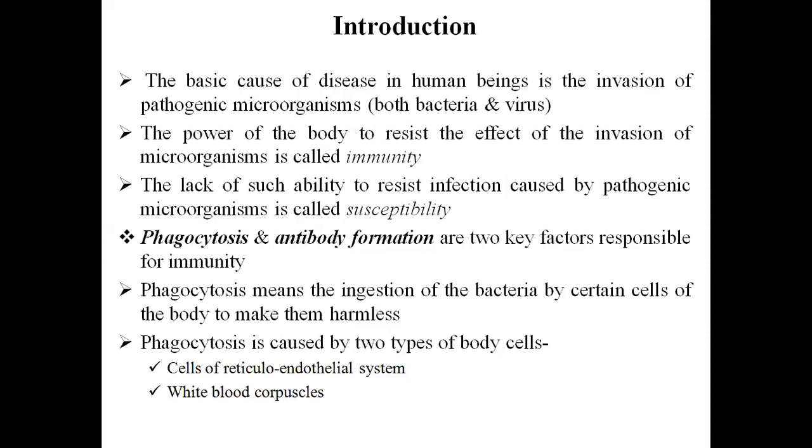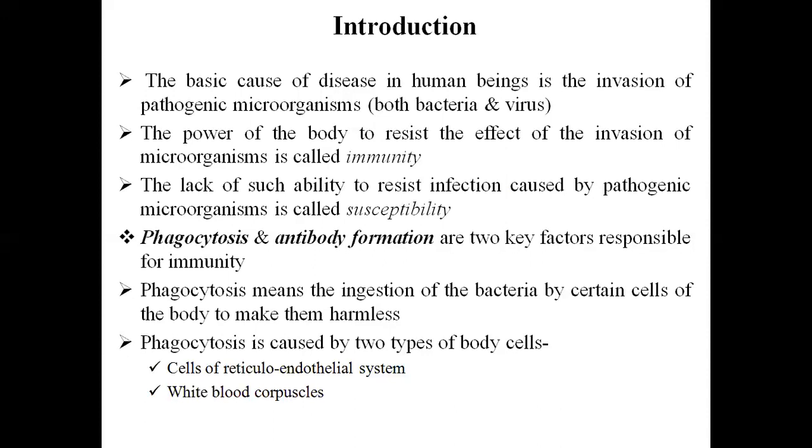Phagocytosis means ingestion of bacteria by certain cells of the body to make them harmless. So the bacteria will be ingested by certain types of cells that are present in human body. And phagocytosis is caused by two types of cells present in our body. The first one is the cells of reticuloendothelial system, and the second one is white blood corpuscles or WBC.